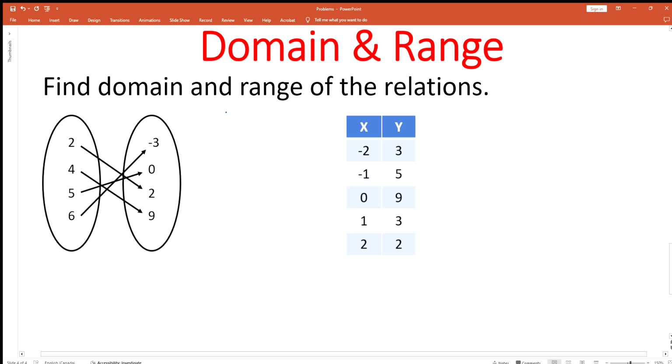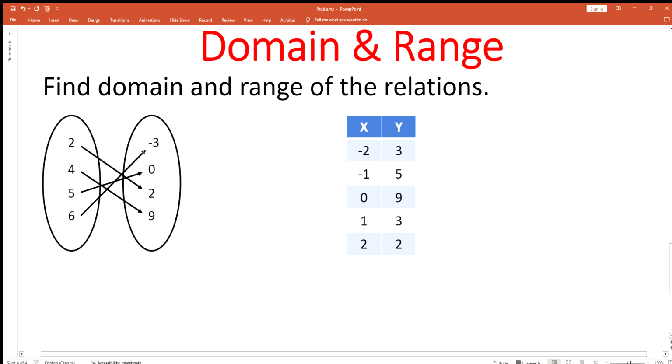In this video, we'll use concepts of domain and range to solve the problem. As per the problem, find domain and range of their relations, and we are given two relations. Let's start with the first one. The first relation is given to us in the form of a mapping diagram. There are two ovals with numbers in them, and the numbers are connected by arrow lines.